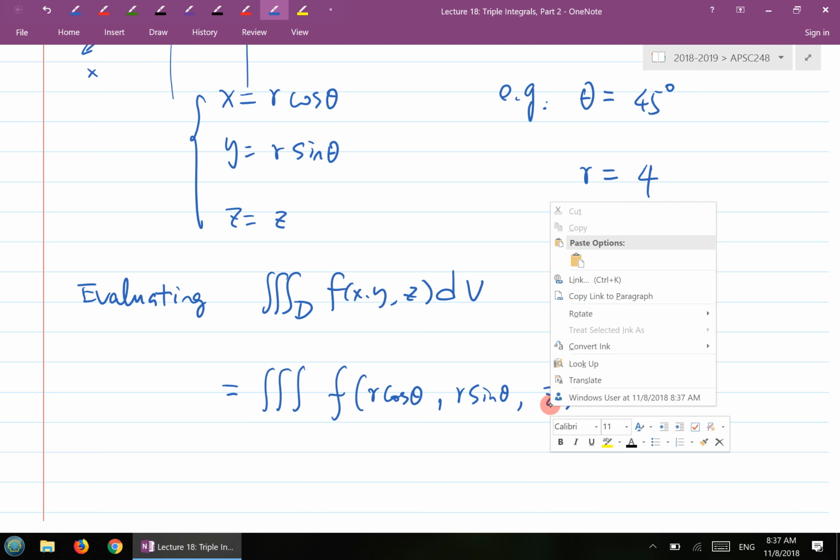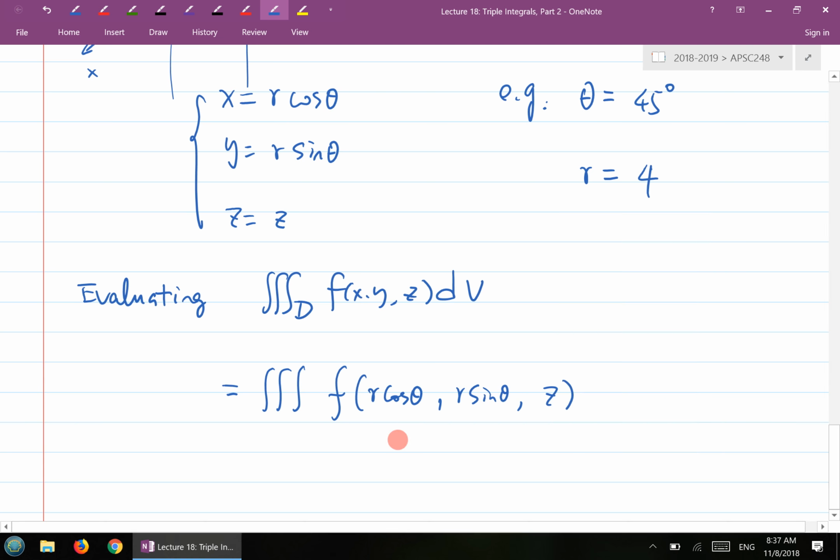So your function f, which is the function you're integrating, has to do some substitution first. Substitute your original x and y with this, but you keep the z. For dV, we are not going to deal with dx, dy, dz. We're going to deal with dr, d theta, and dz. That's what we're going to deal with.